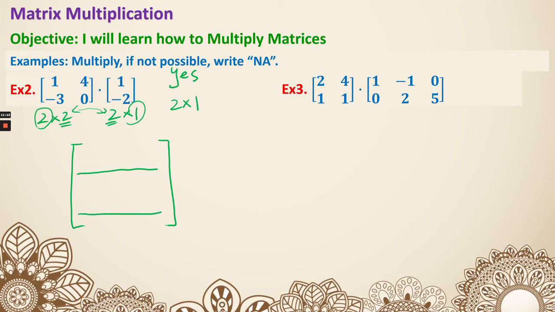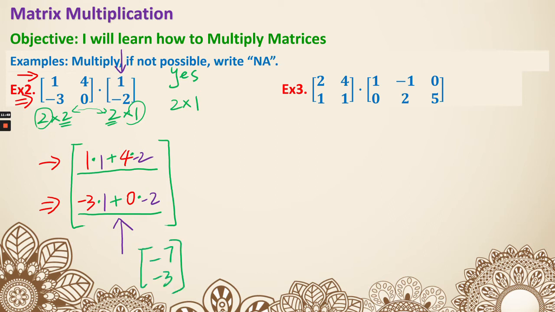Now we're going to look at the first row, that's 1, 4. Second row, -3, 0. And then we have 1, -2 in the first column. We only have this one column, so we're going to just write these numbers in there. Next, multiply the pairs, add in the middle. Multiply the pairs, add in the middle. And that will give us an answer of -7, -3. That is example 2.